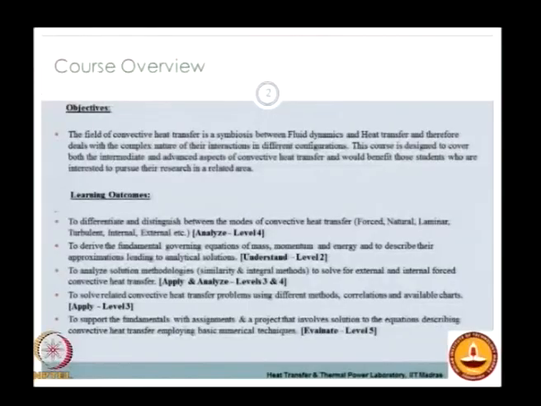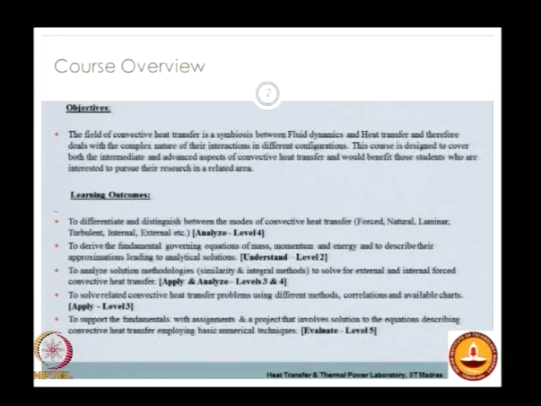To begin with, since today is an introductory class, we will look at the basics of the fundamentals of what this course has to offer, and look at some of the applications where convective heat transfer is used. Also to give an idea about the problems that we will be looking at, depending on the classification that we will be following. So this is the objective of this particular course.